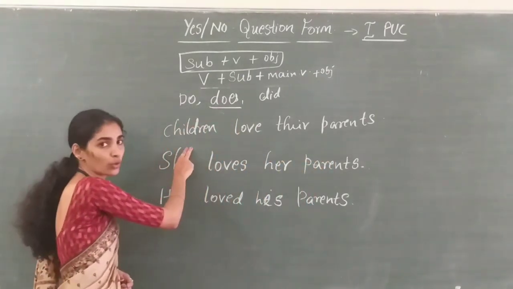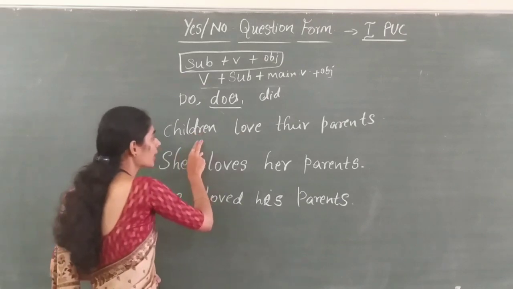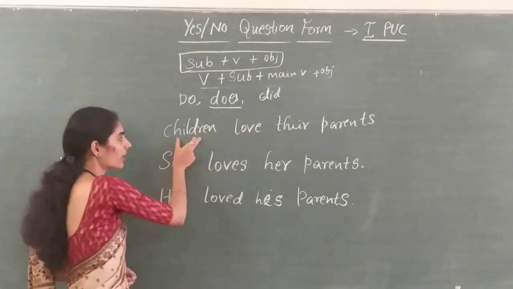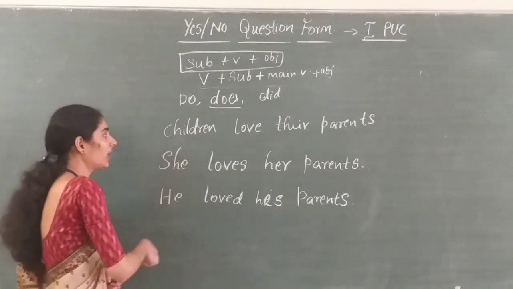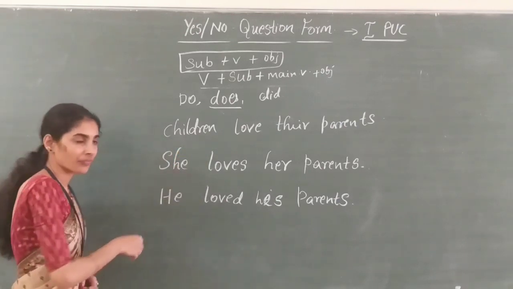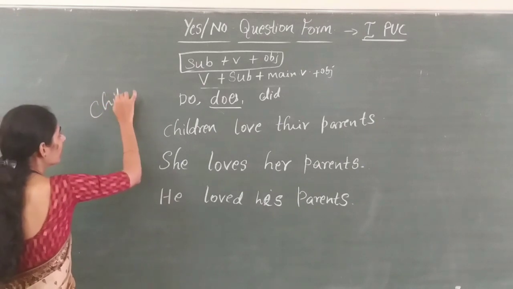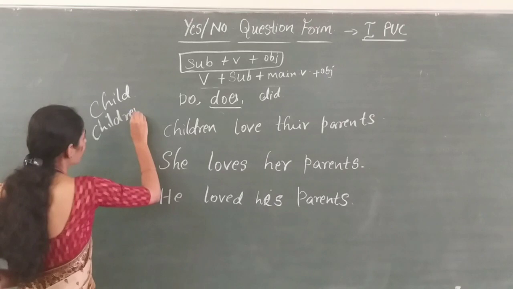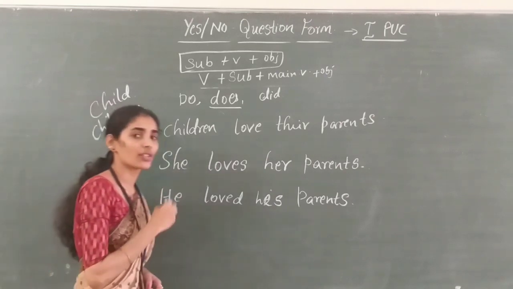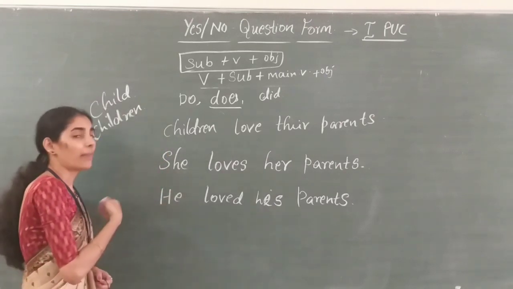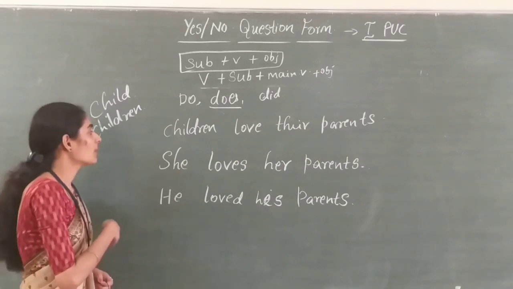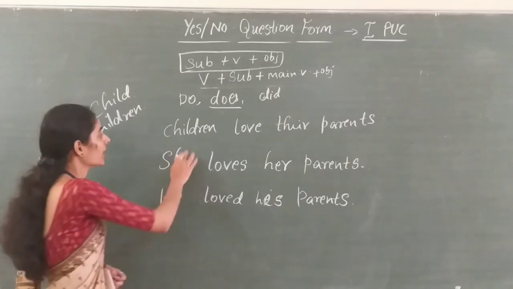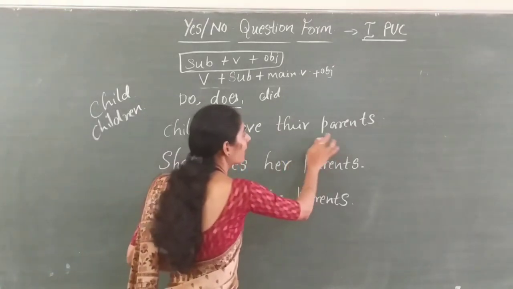Because children is plural, right? A plural subject will always be followed by the plural form of the verb. So children is plural. Don't write children's. Okay, child is singular, children plural. There is no usage like children's. Okay, children, just like man and men, woman and women in the same way. Child and children. Children love their parents.